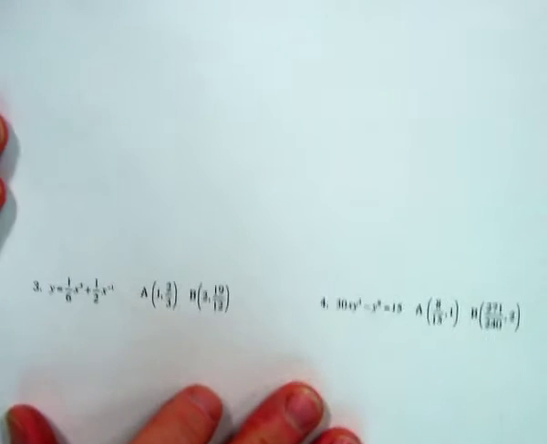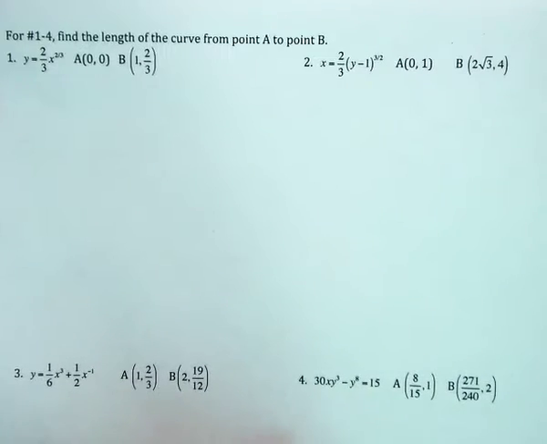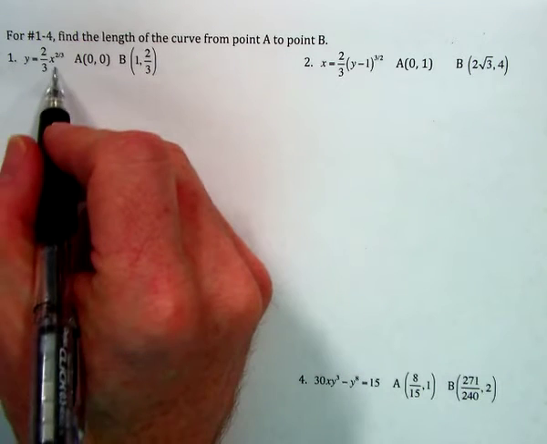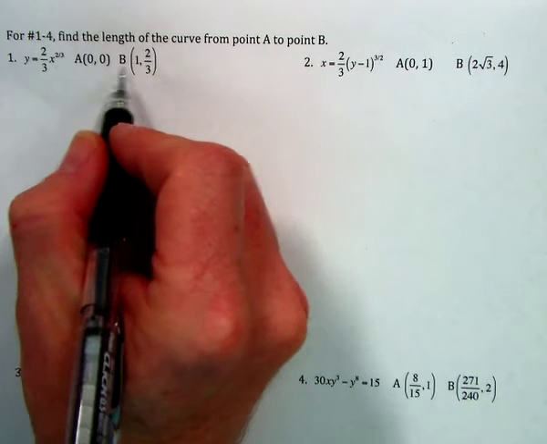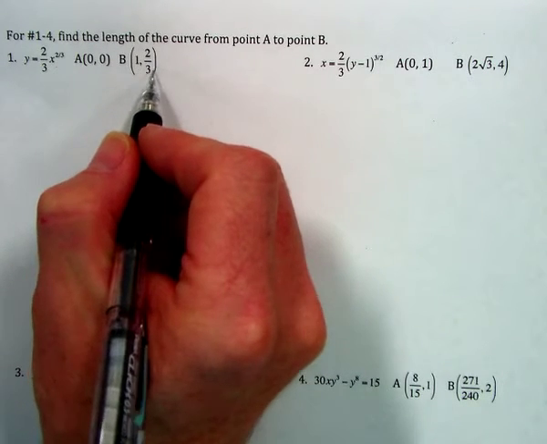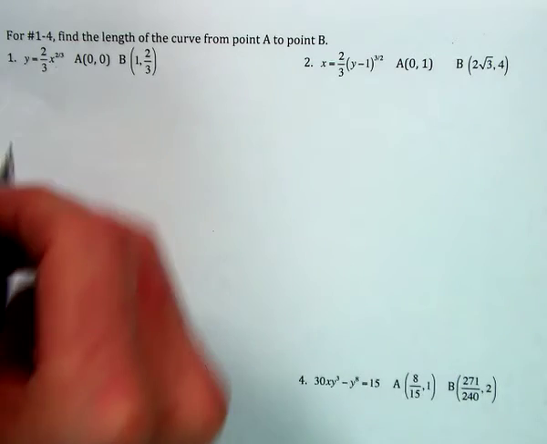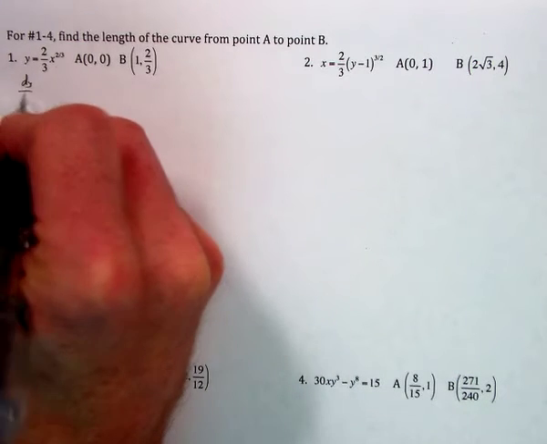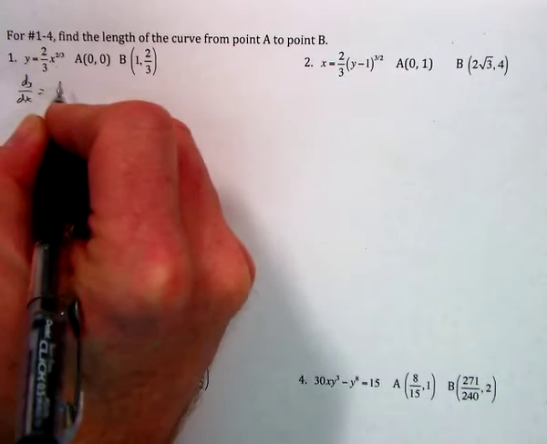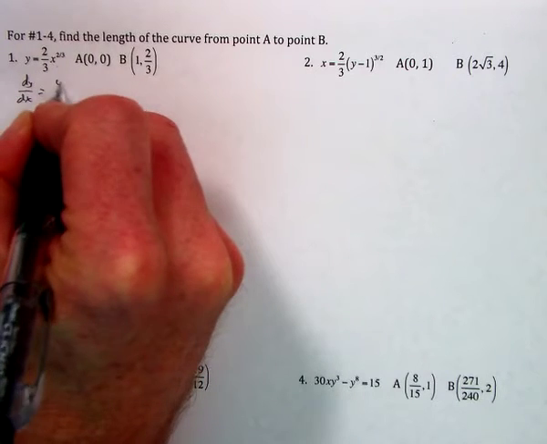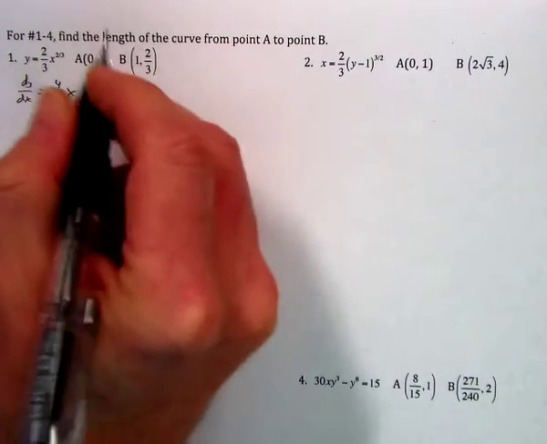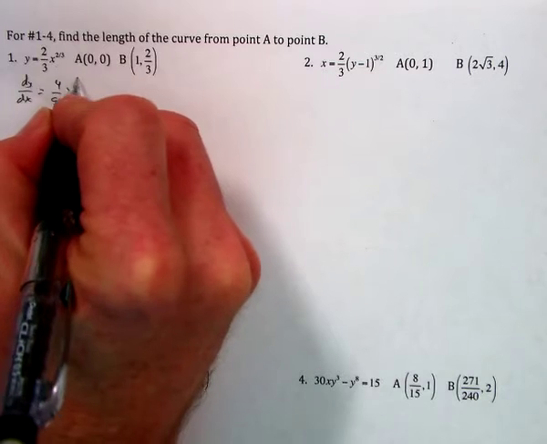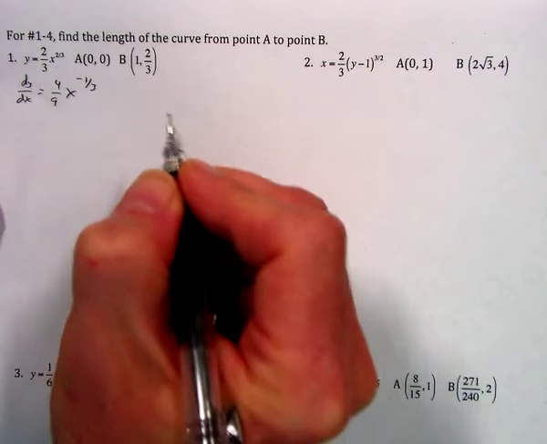So we're going to find the length of the curve y equals 2/3 x to the 2/3 from 0, 0 to the point 1, comma 2/3. We have a function in terms of x. Let's go ahead and find the derivative. dy/dx equals 2/3 times 2/3, which will give us 4/9. And then we're going to go 1 minus 1, so negative 1/3 would be our exponent.